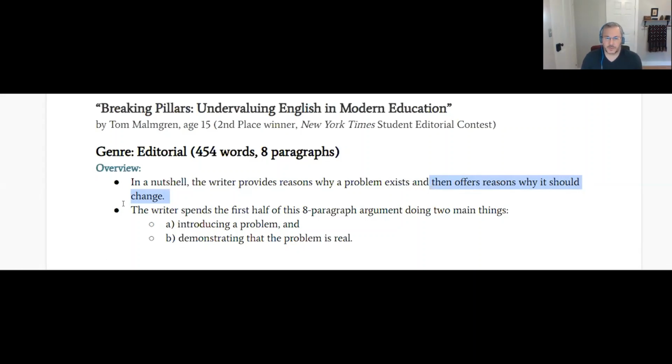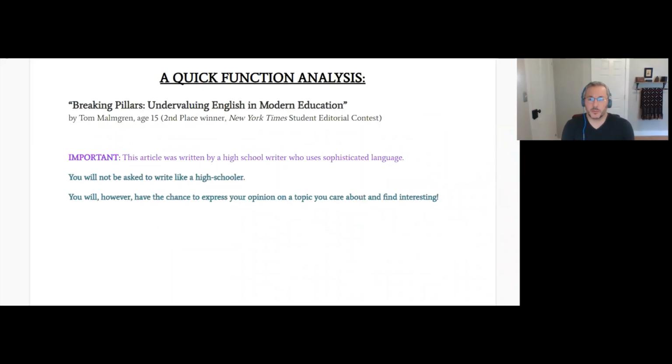We will pause after the first half, but please note that the first 4 paragraphs of the argument do two main things. First, they introduce the problem, and they demonstrate that it is, in fact, a real problem. And when we're halfway through the article, we will pause, and we'll talk about the second half. But first, a brief and important point.